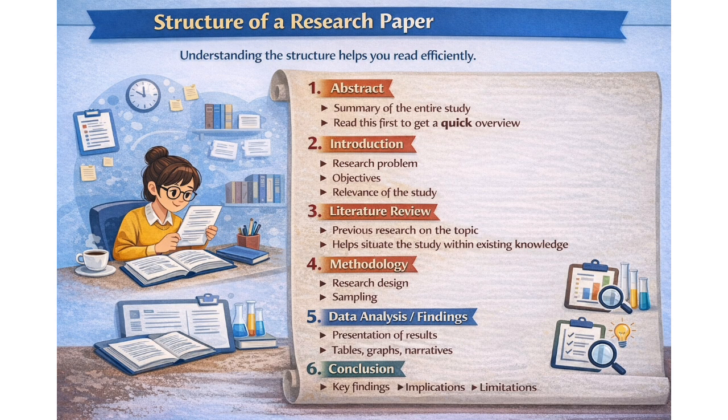Structure of a research paper. Understanding the structure helps you read efficiently. 1. Abstract. Summary of the entire study. Read this first to get a quick overview. 2. Introduction. Research problem. Objectives. Relevance of the study. 3. Literature review. Previous research on the topic. Helps situate the study within existing knowledge.